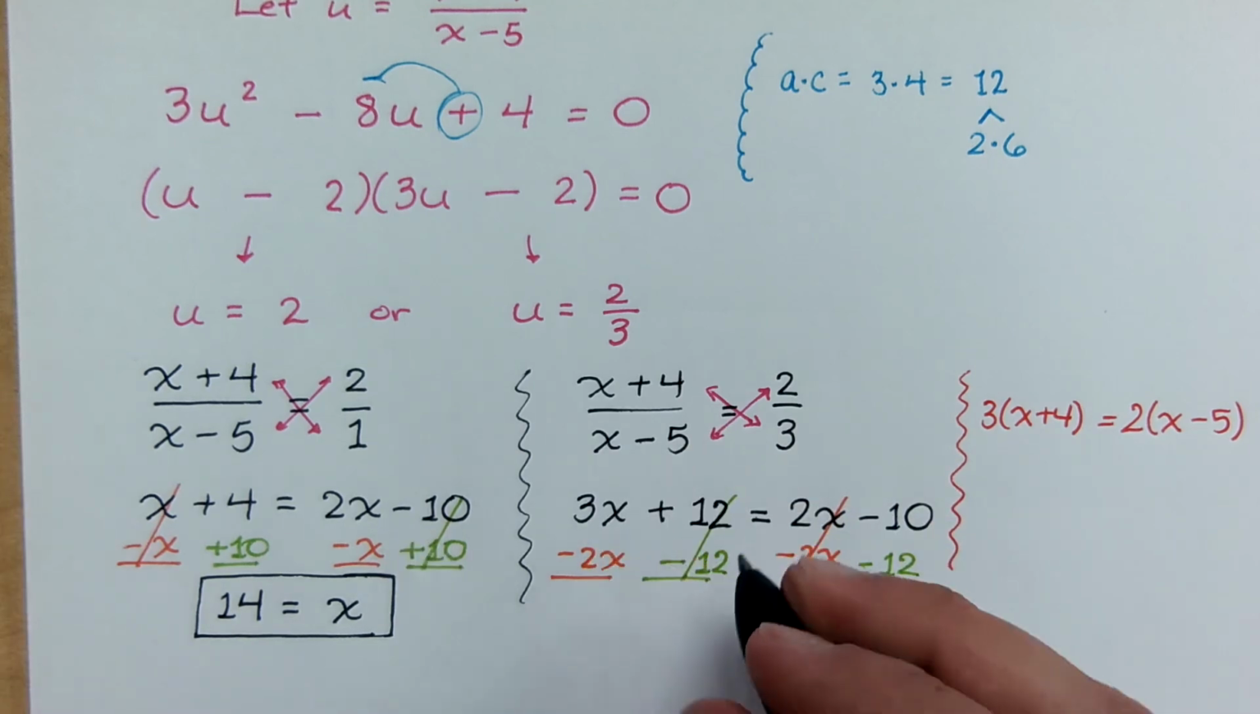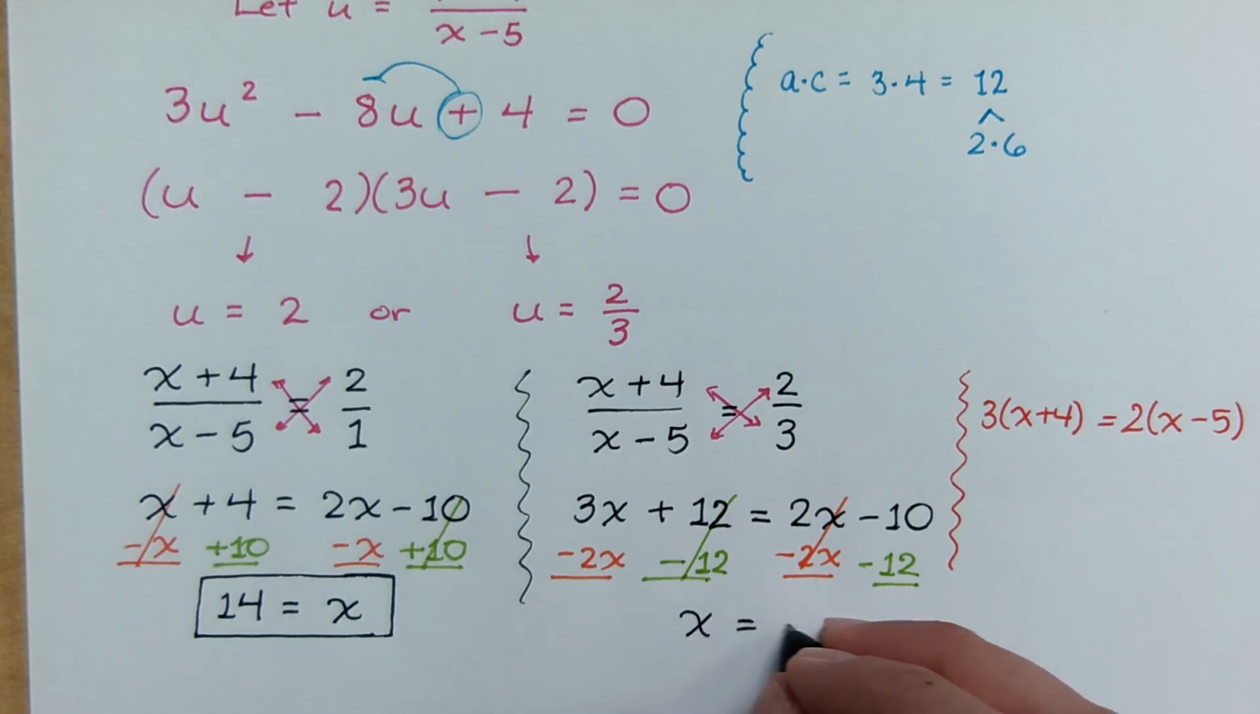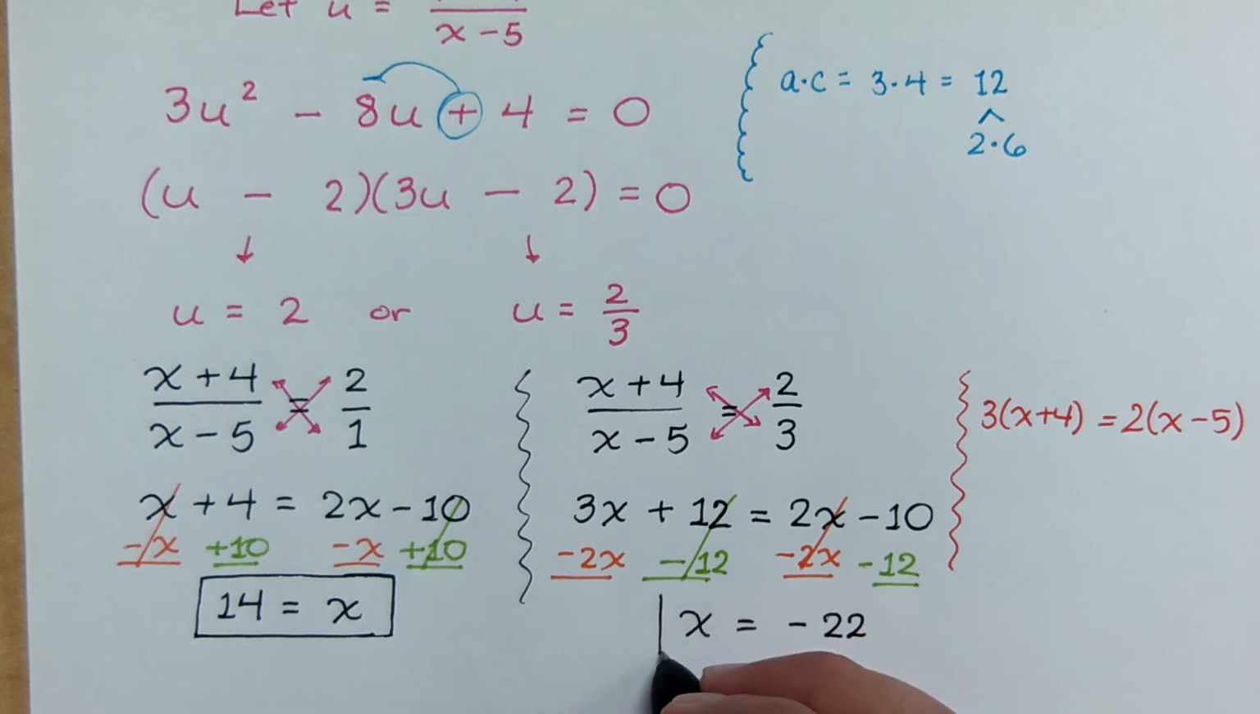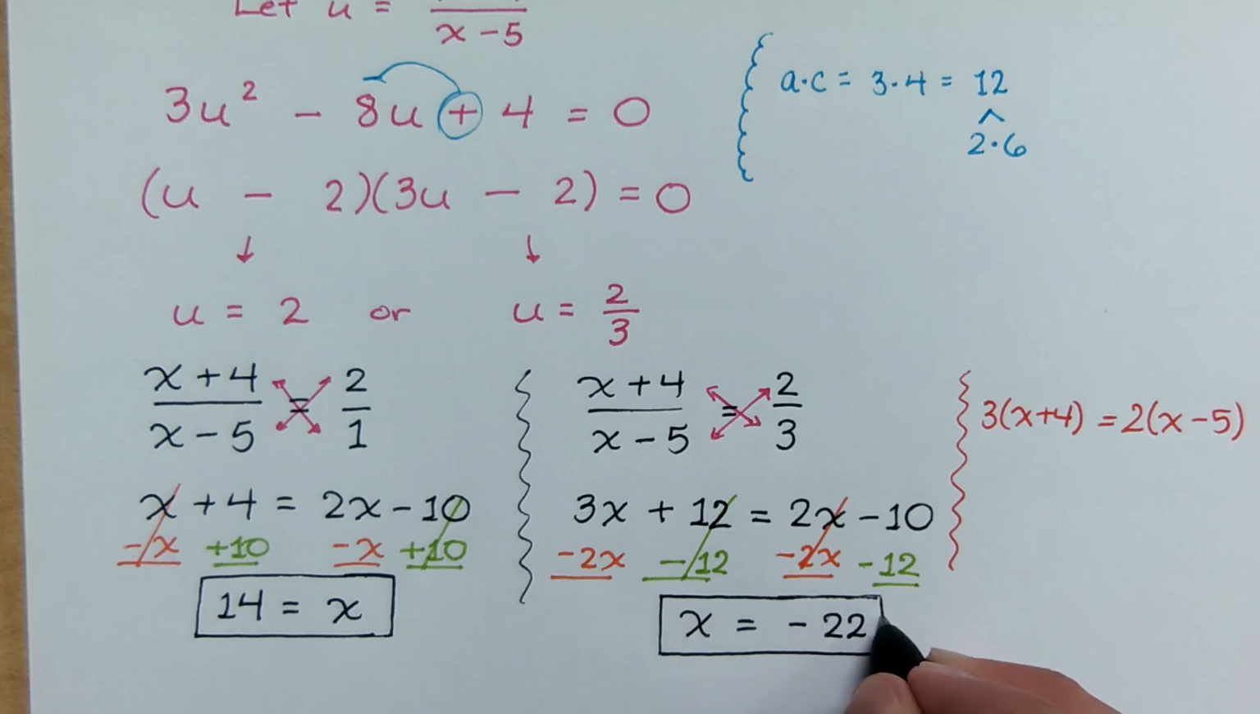So 3x minus 2x is x equals negative 22 on the right. What did we say our restricted value was? Positive 5. So do we have that as an answer? No. So again, as long as we've done the math right, we can just box that answer, and both of these are good.